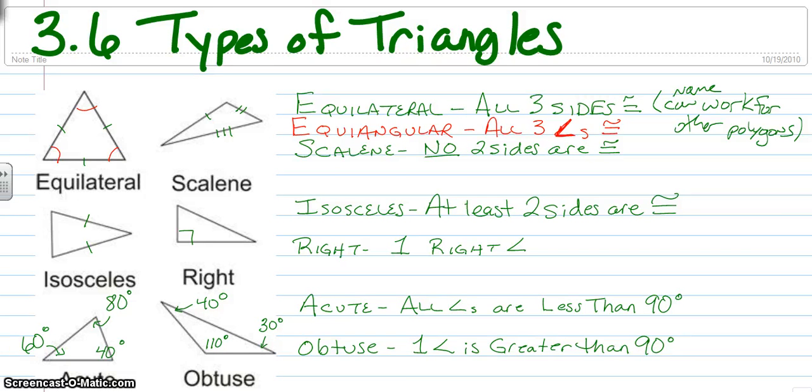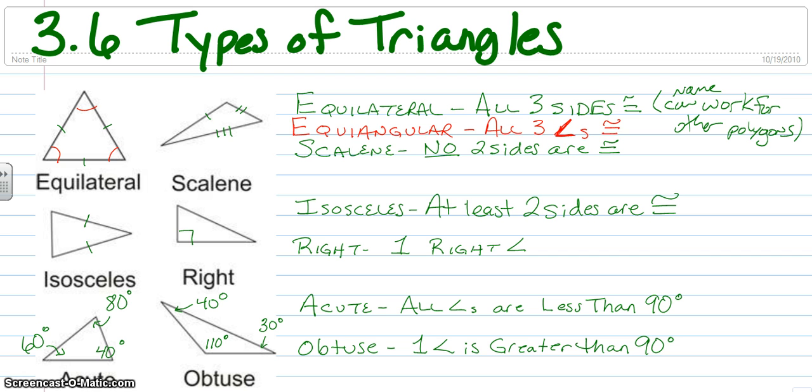So today we're going to look at different types of triangles. First up, we have an equilateral triangle, which just means that all three sides are congruent. In this term, equilateral can actually be used for other types of polygons. If we have a five-sided polygon with all equal sides, it is also equilateral.